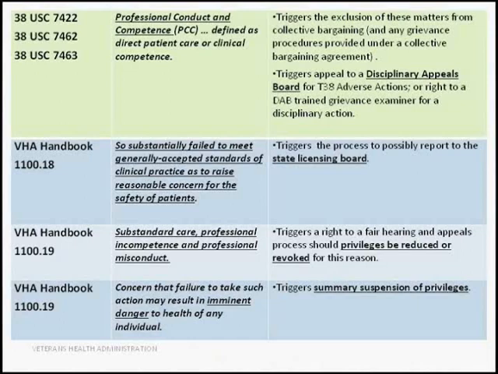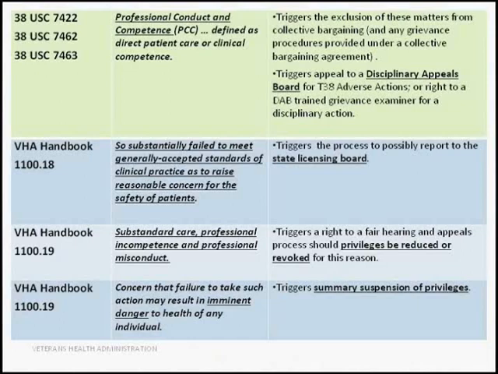These types of things will frequently trigger the opportunity for a grievance or collective bargaining agreements. What are the things behind these activities? And in the case of a permanent Title 38 employee, an adverse action may trigger a disciplinary appeal board, or a DAB. And this will be the ability to have access to a trained grievance examiner.